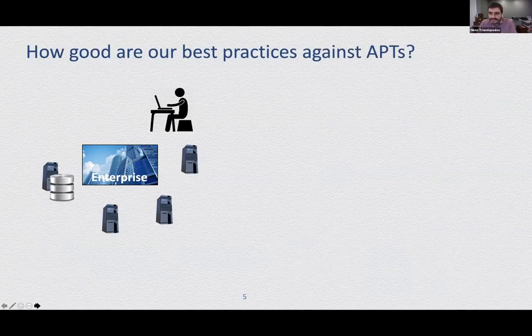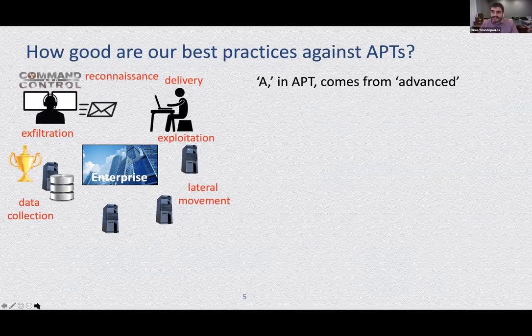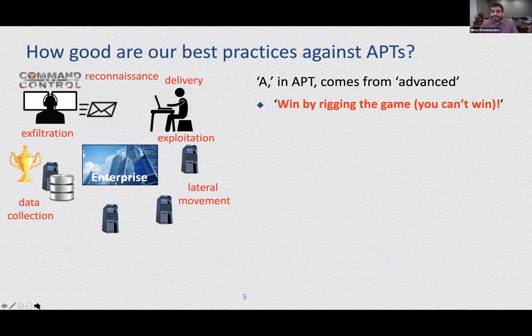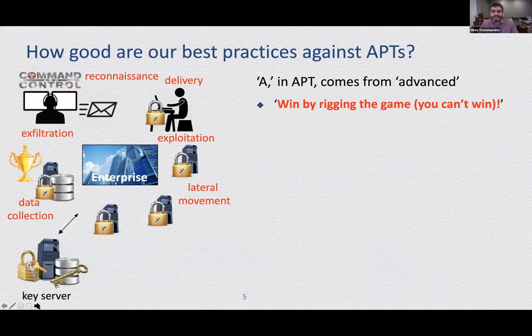So what motivated this line of work is how good these practices are against these advanced persistent threats. And unfortunately, things here are not so great. Note that the A in APT comes from advanced. So these are really sophisticated attackers. And if they cannot win a game, they will try just to rig the game, to make sure that at the end of the day, they're the winners.